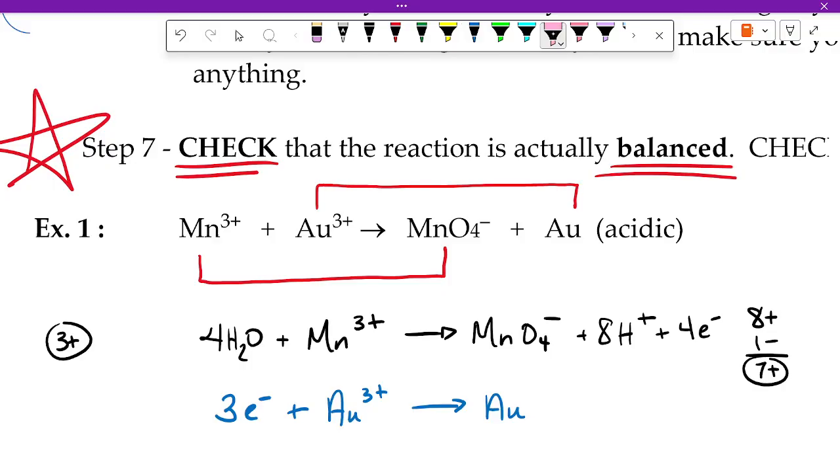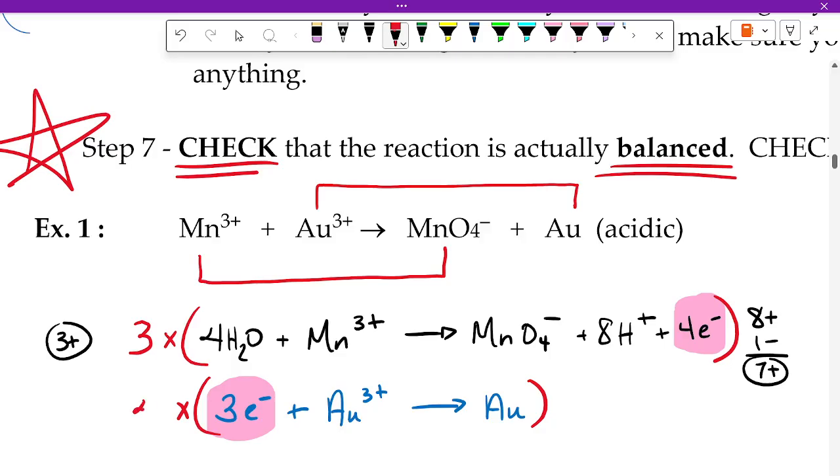So we have isolated and balanced the half reactions. What do we do next? We make the electrons coming in equal the electrons going out, and we do that by finding the lowest common multiple. What is the lowest common multiple? 12. So we're going to take this reaction here, stick it in brackets, so we're multiplying the whole thing, and multiply this whole thing by 3.